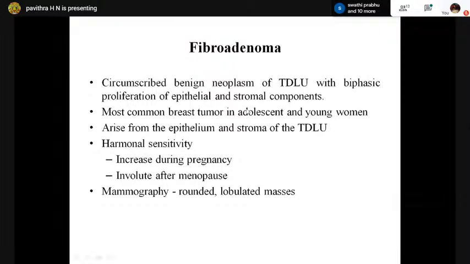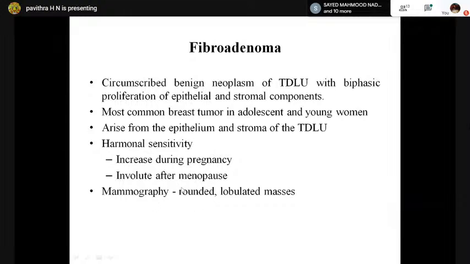Fibroadenoma is another benign biphasic entity, showing biphasic proliferation of the epithelial and stromal cells. They are usually circumscribed and most commonly seen in adolescent and young women. They arise from the epithelium as well as the stroma of the TDLUs. They are usually hormone sensitive. They increase during pregnancy and involute during menopause. That is because they are hormone sensitive.